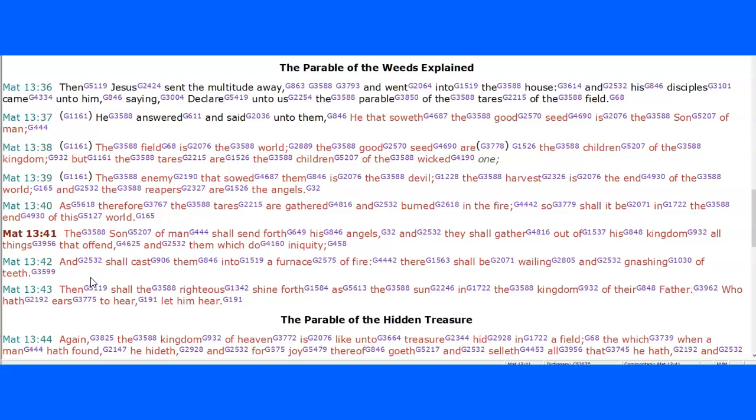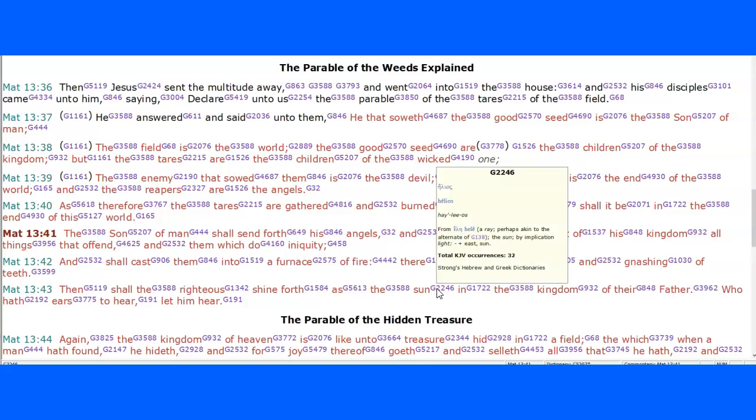It says, then shall the righteous shine forth as the sun. Here, same section, but this sun is different. Helios, a ray, perhaps akin to the alternate G138. The sun, by implication, light from the east of the sun. So you've got the Son of Man, you've got Helios, and this Helios is going to put forth a healing ray. They don't want you in the sun right now. Does that tie in with anything, guys, that we're thinking about now? And that healing ray of the sun and the devastation that it will cause the Kenites, the tares.